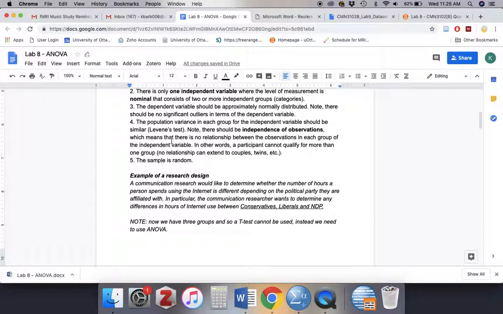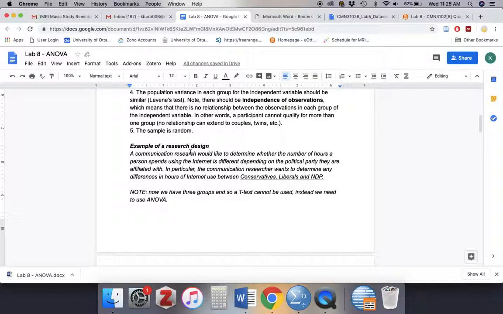Because this is not a t-test, Anova actually has f-values. So we'll be looking at the f-value of the Anova statistic and the p-value associated with that. The last assumption is that the sample is random.